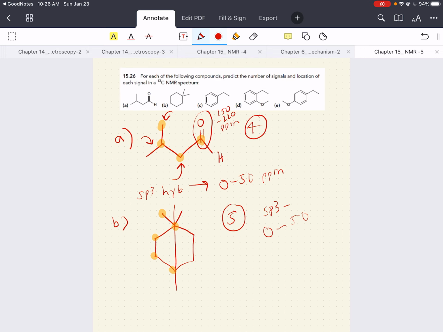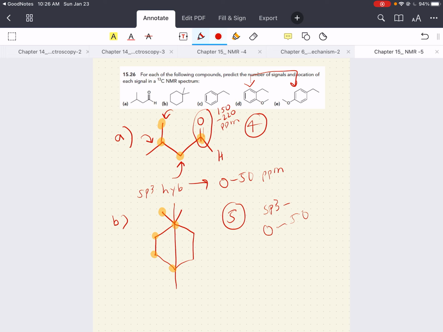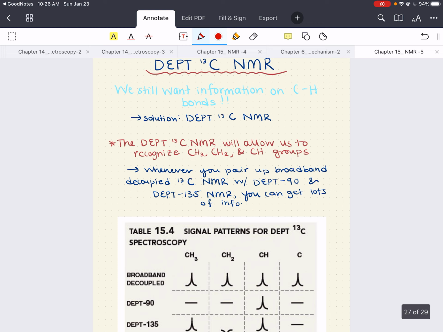I'm going to let you do D and E, and I will post the answers for that. Fantastic. So with that, let's talk a little more about carbon 13 NMR. A broadband decoupled carbon 13 spectrum is not going to provide any information regarding the number of hydrogens attached to each carbon atom in a compound.